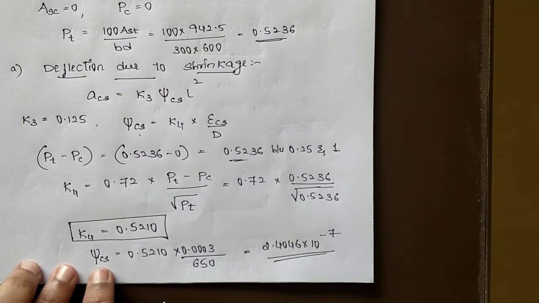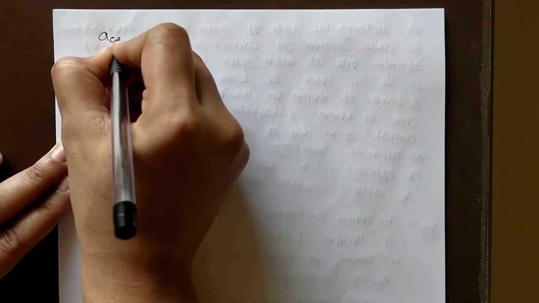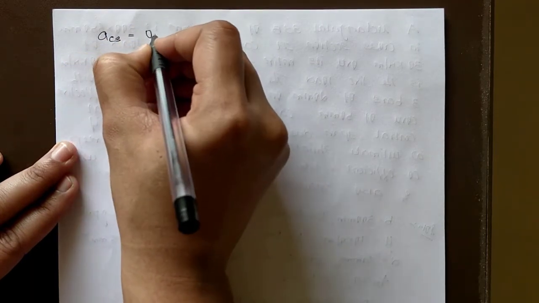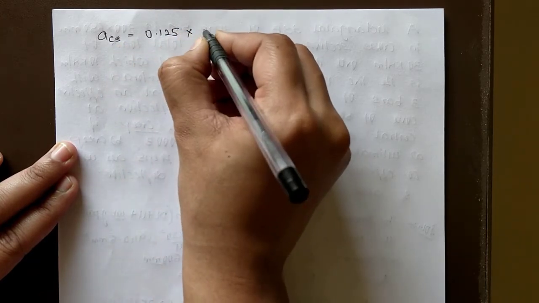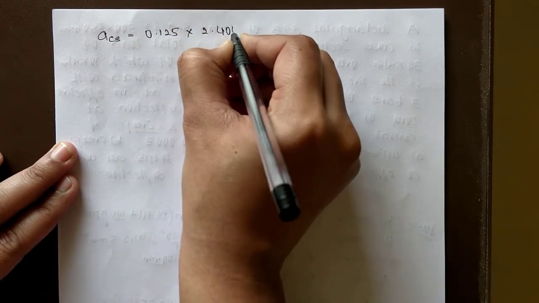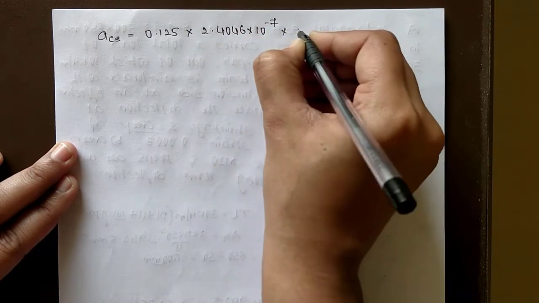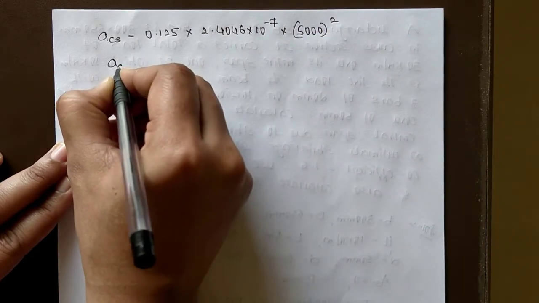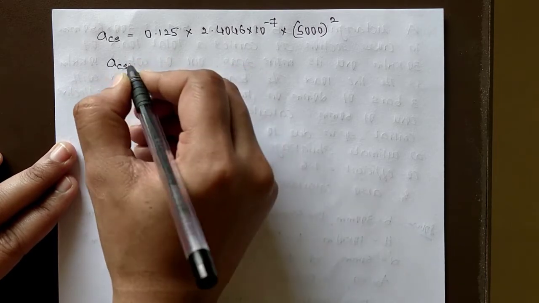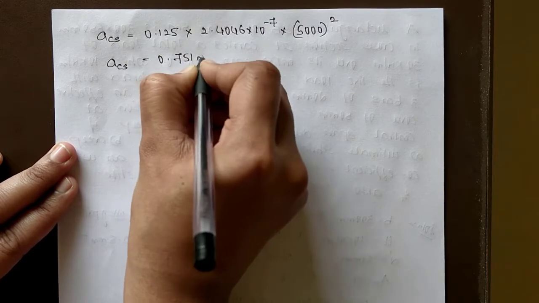Once you calculate xi cs, substitute in this acs equation. That is acs equals 0.125, that is K3 value, multiplied by 2.4046 into 10 to the power of minus 7, that is xi cs, into L square, substitute in mm, that is 5000 square. Then deflection due to shrinkage, you will get as 0.751 mm.